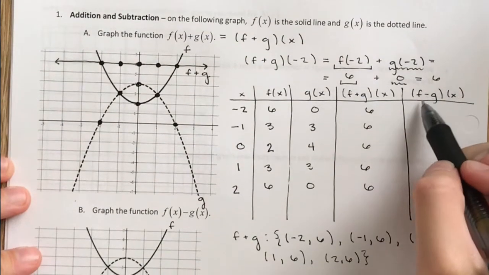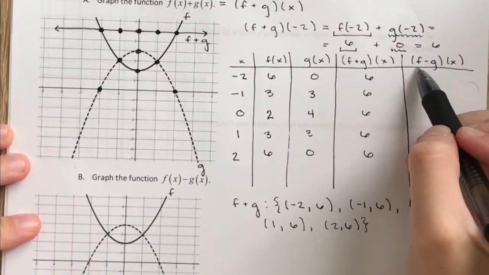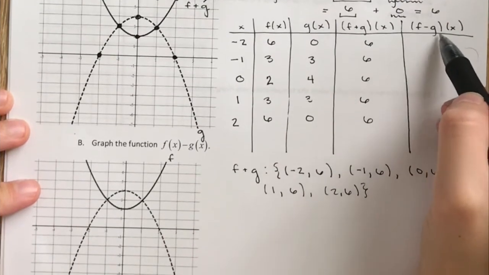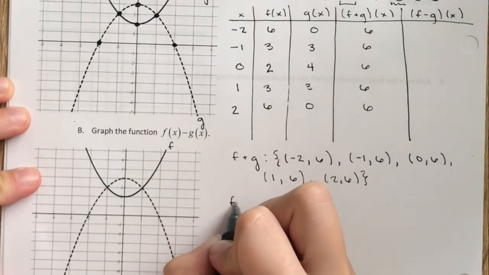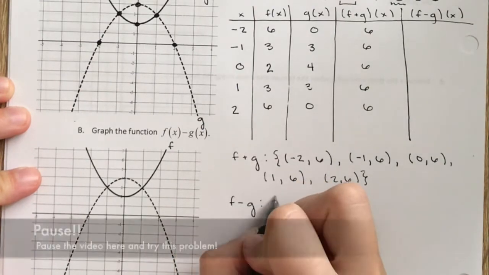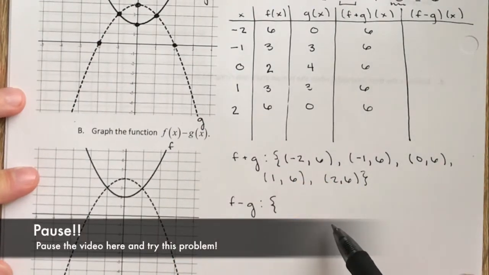All right, so why don't you guys give this one a shot? Why don't you guys find the y values for f minus g of x, then find the set of points, and then graph it.